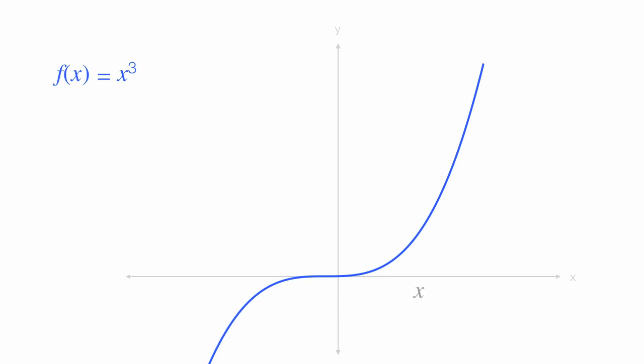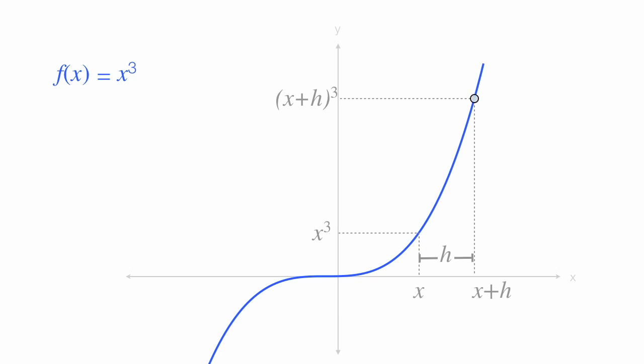I'll put in a point and call it x, and the associated y value is x cubed. I'm just using f of x and x cubed. The y value is x cubed and the x value is x. If I add h to x, I have a new point, which is x plus h. And the associated y value is x plus h cubed.